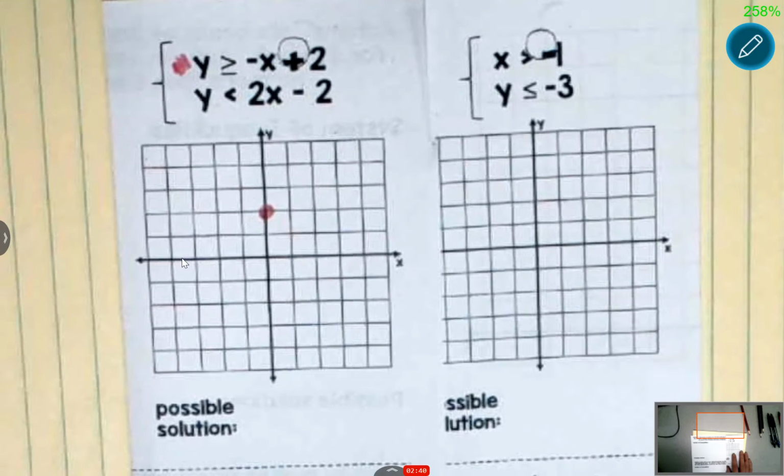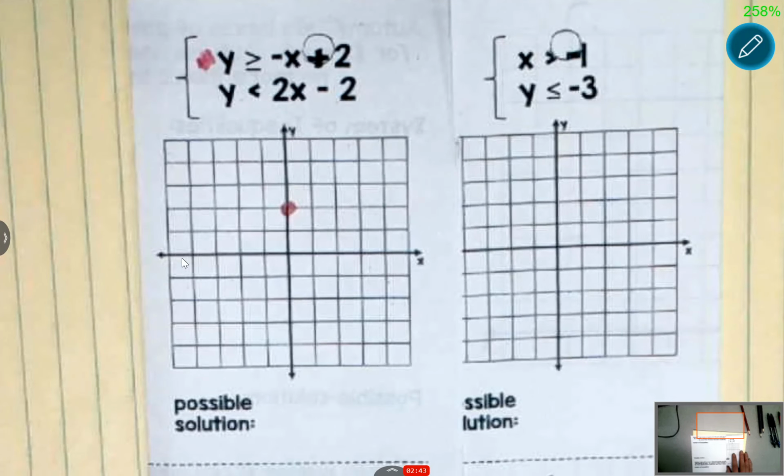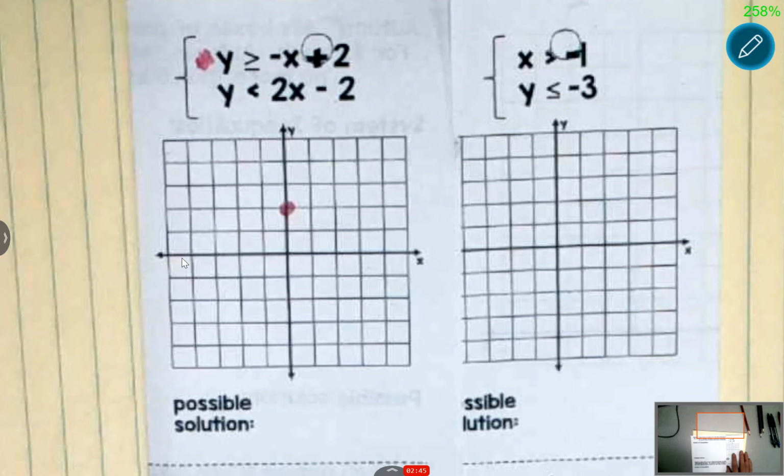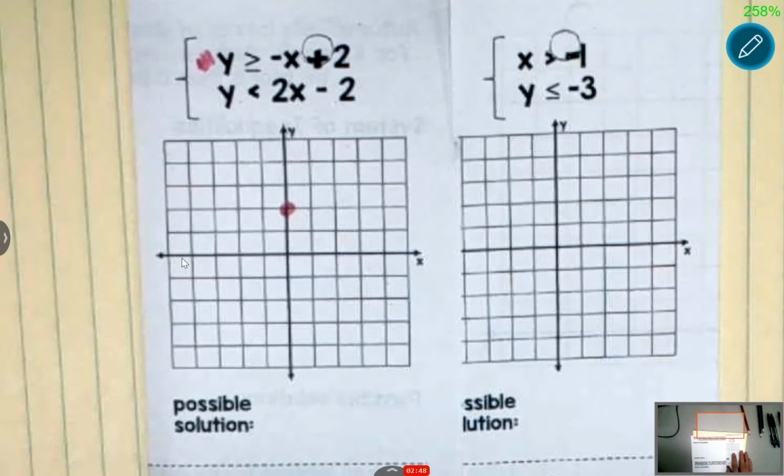Does it matter how we shade it? Like, do you want to shade it lightly with that one too? The points don't matter, just the actual shading part, shade that lightly. Okay.